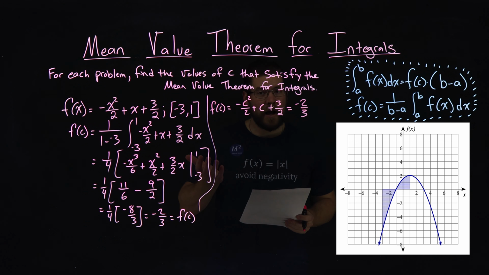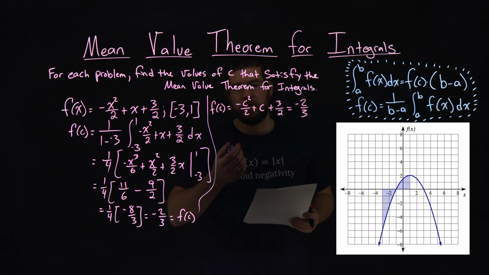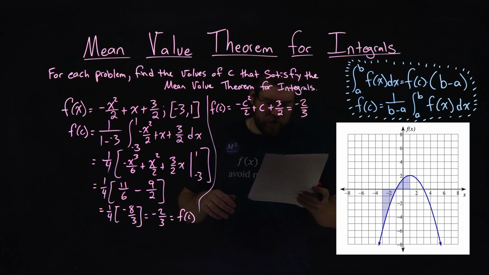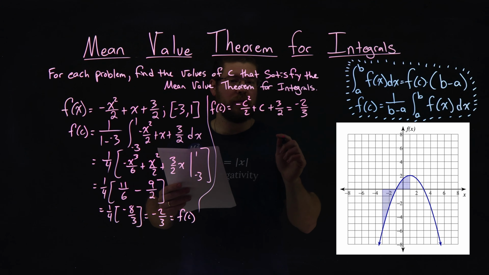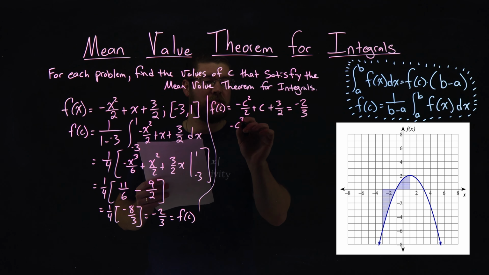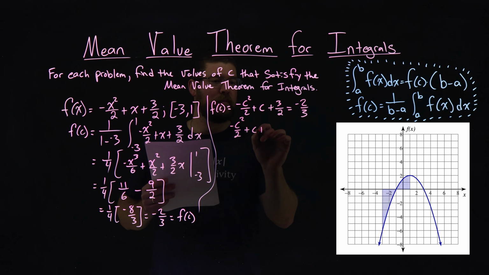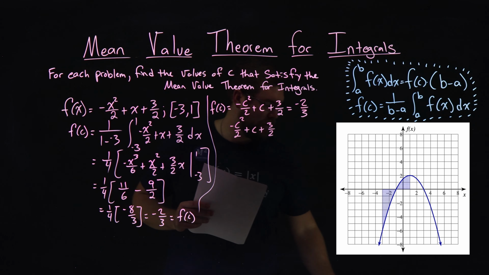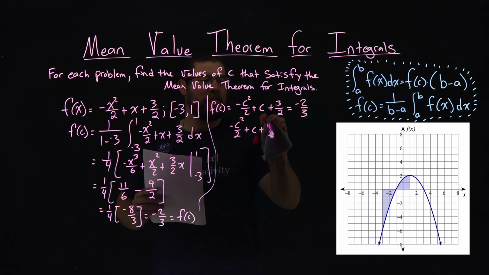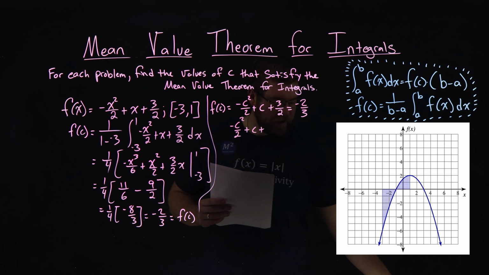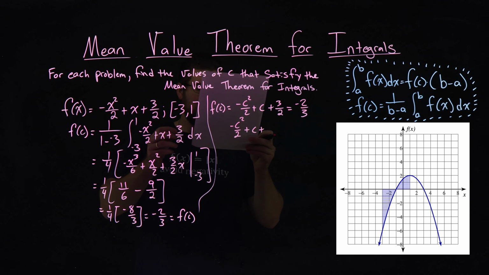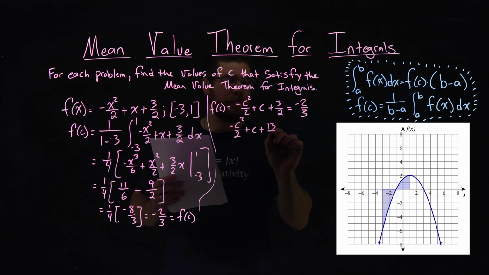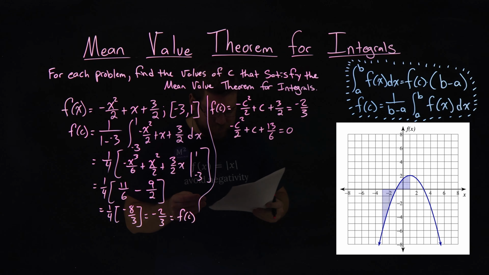And now this is just an algebra problem that we're solving for c. So to do that, I have to get it equal to 0, so I added 2/3 to both sides. I have negative c squared over 2 plus c, and I'm adding 2/3 to both sides. And when I added 2/3 to both sides, what did I get? 13 over 6 is equal to 0.